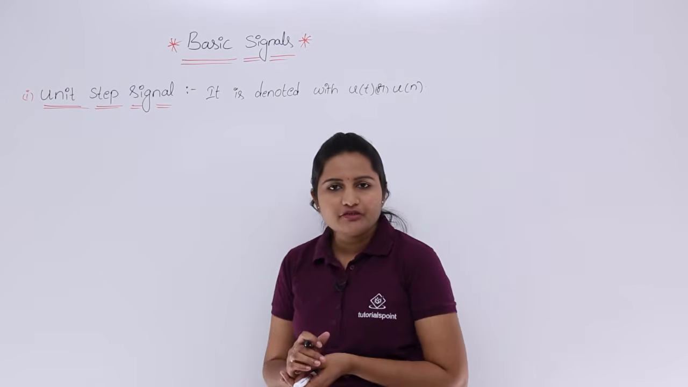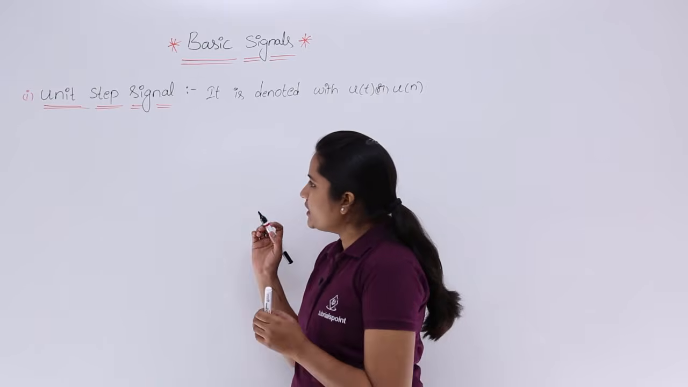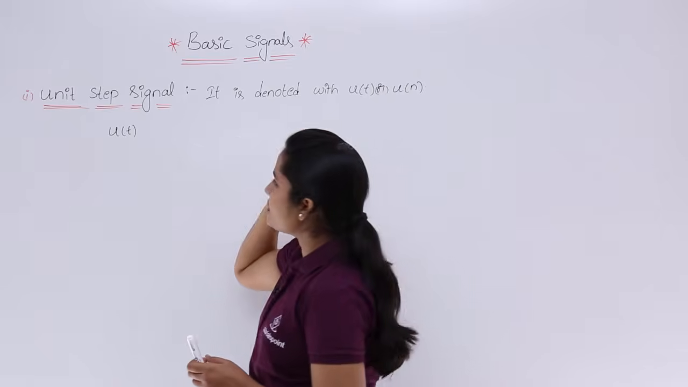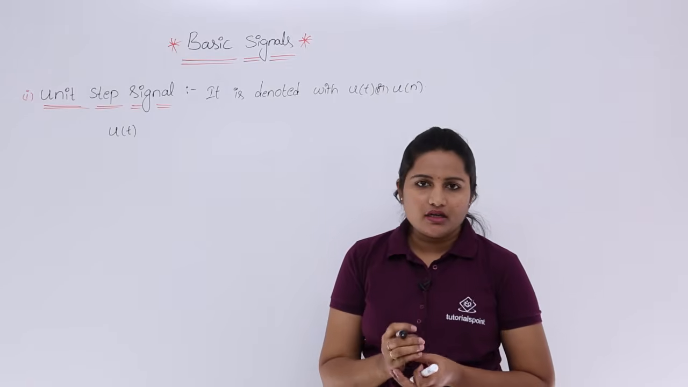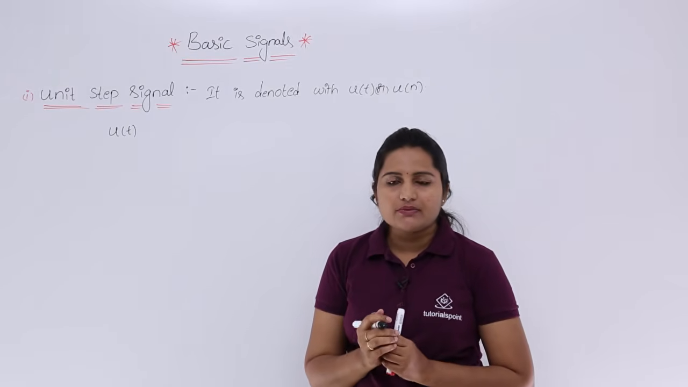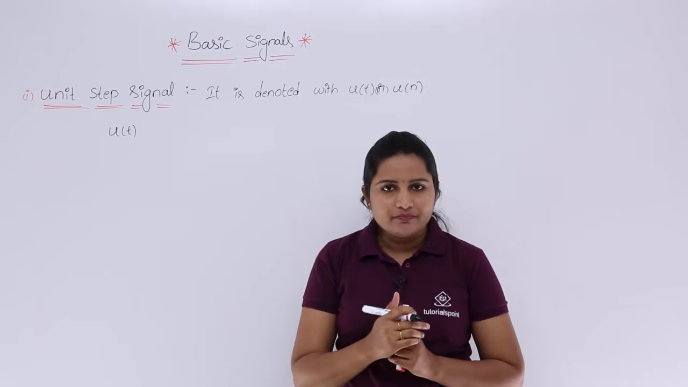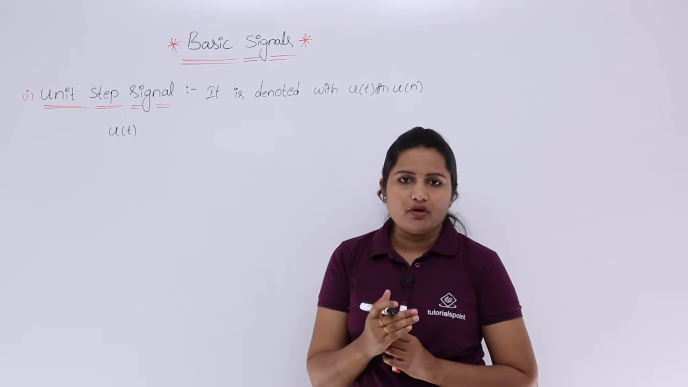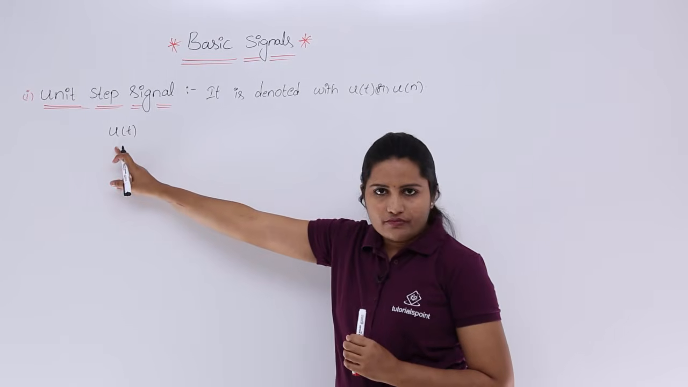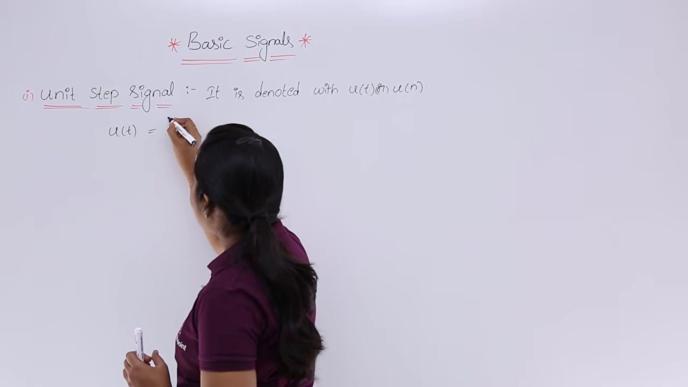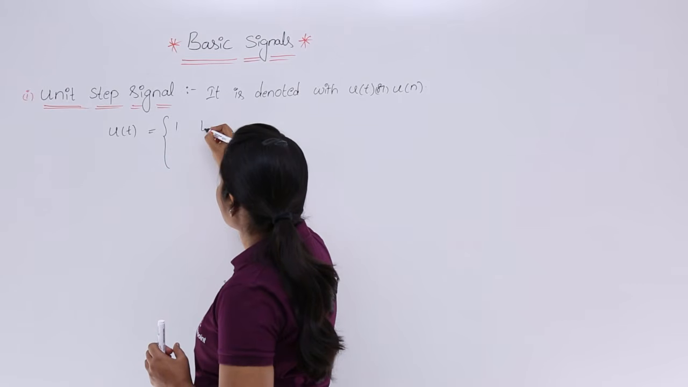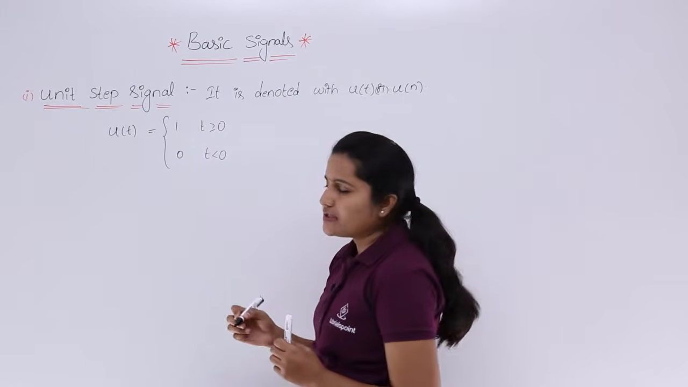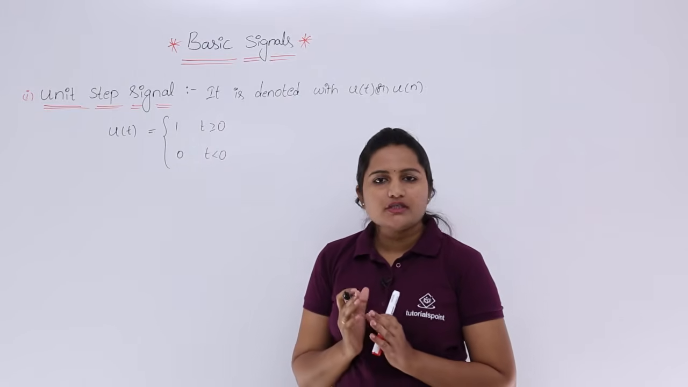Now, we will see the definition for the unit step signal. Here u of t or u of n are the representations of the unit step signal. If you are taking the signals in a continuous manner, you represent it with u of t. If you are considering your signal in a discrete manner, then you consider u of n. So here you have u of t, which is equal to 1 when t is greater than or equal to 0, and 0 when t is less than 0. This is the definition for the continuous unit step.